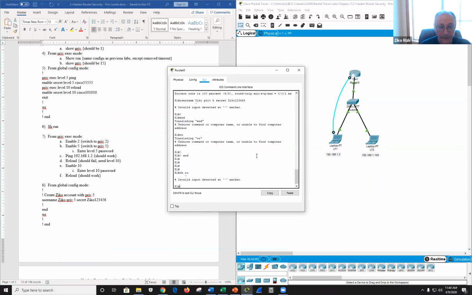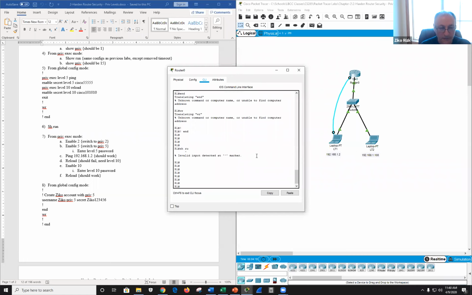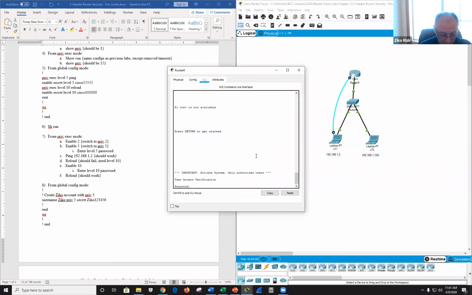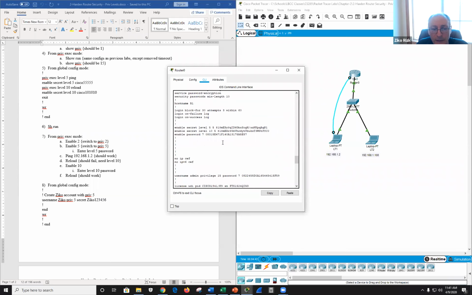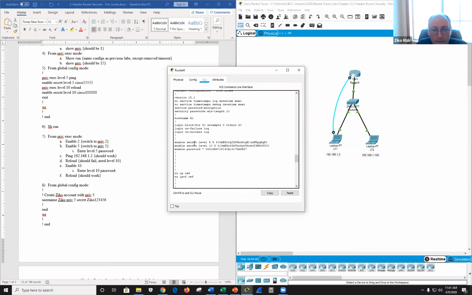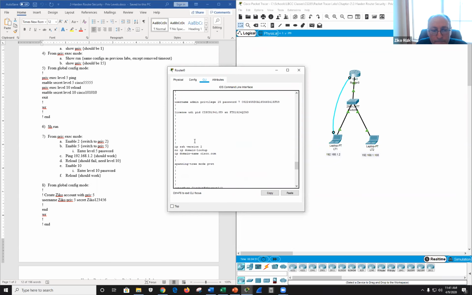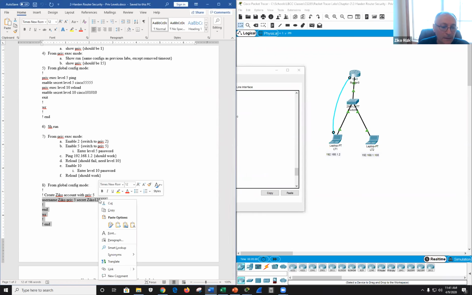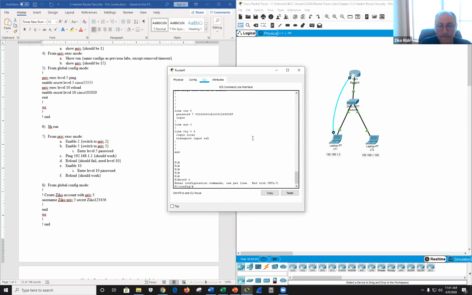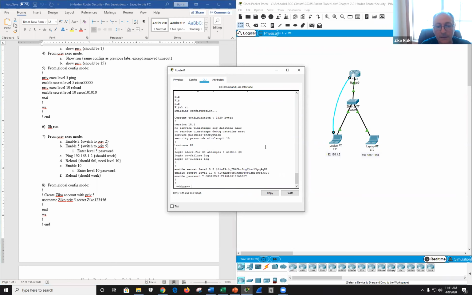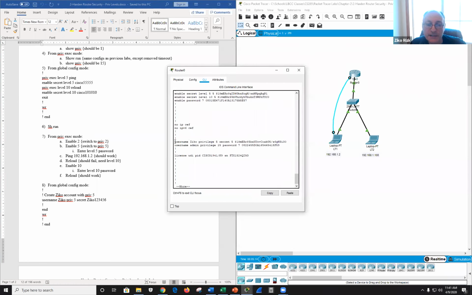So run. Ah, I can show run. Okay. So you can see I can show run because privilege 10 doesn't have show run capability. I can exit and come back in as level 15. Show run. And you can see Zico. Okay, this makes sense.